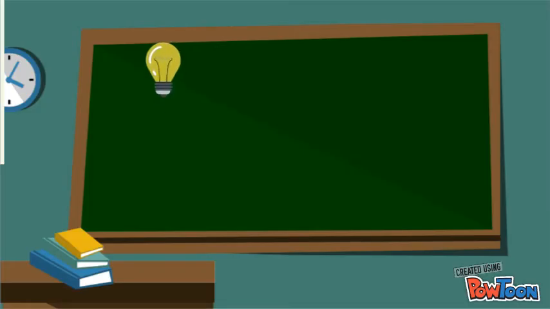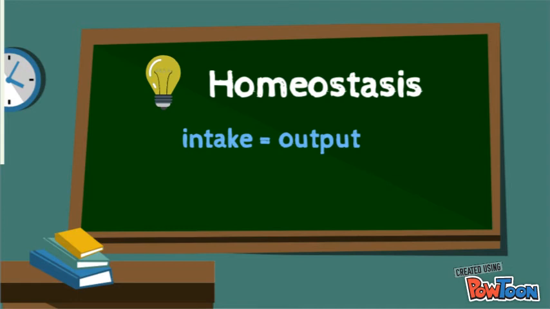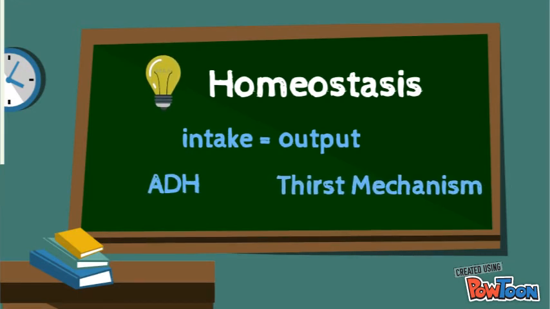Now let's wrap up. Homeostasis requires that water intake and output be balanced, and water balance is maintained within a narrow range by negative feedback loops involving the hormone ADH as well as the thirst mechanism. So that's it for today's course on water balance homeostasis.